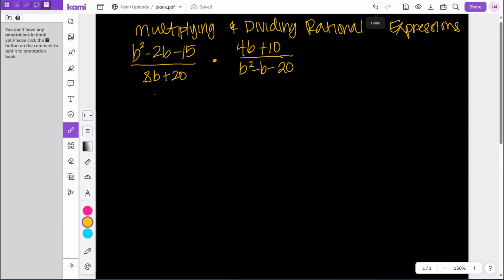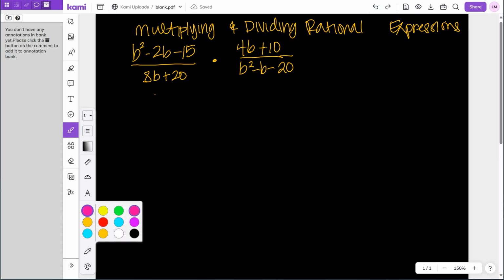Like I can't get rid of b's here, or I can't get rid of this b squared and this b squared, because they are connected by addition and subtraction signs. So you can only get rid of factors. Only things that are multiplied can you get rid of. So we want to break everything down so we can take out greatest common factor and we factor the trinomials.